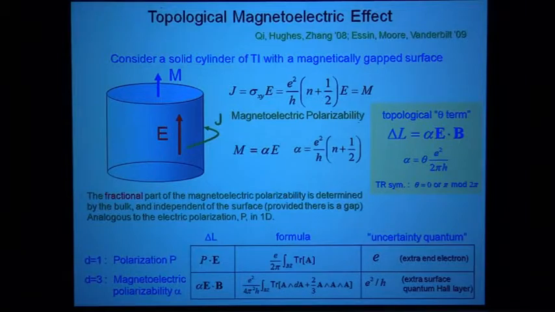In a sense, this is kind of like the story that I told you about the electric polarization in one dimension. Remember, in one dimension we had this quantity, the electric polarization, and it was uncertain because I could always add an electron to the end. So the fractional part of the electric polarization was meaningful, but it was only defined modulo e.